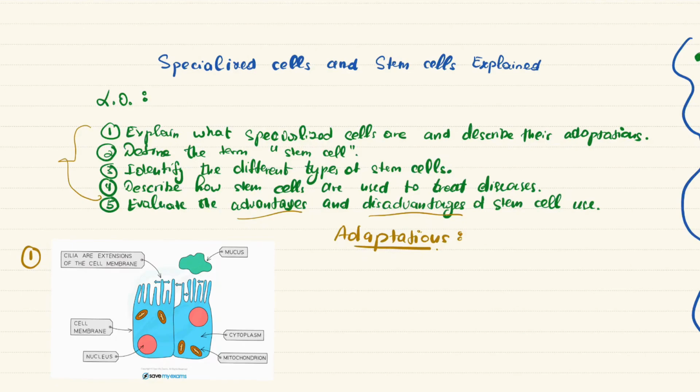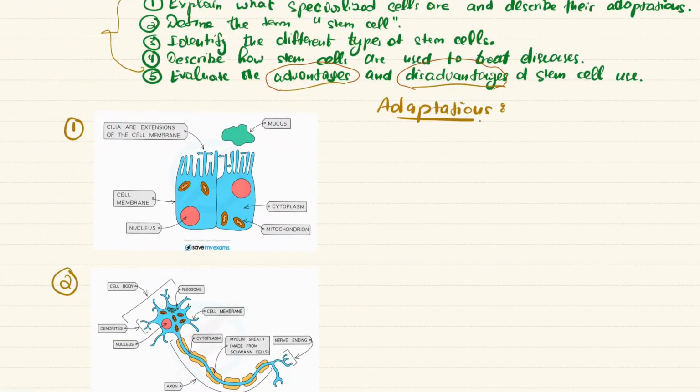Today we are going to learn about specialized cells and stem cells. During the lesson, you will master these four objectives. The first one is to explain what specialized cells are and describe their adaptations. The second is to define the term stem cell and identify the different types of stem cells. Then you will be able to describe how stem cells are used to treat diseases. And lastly, you will be able to evaluate the advantages and disadvantages of stem cell use.